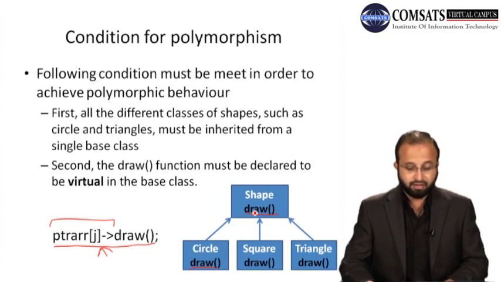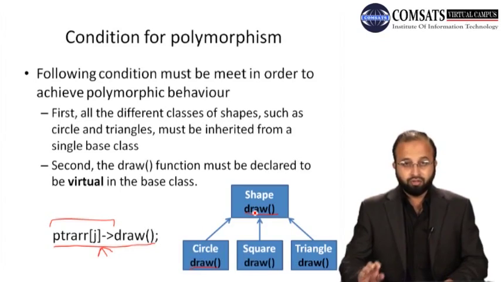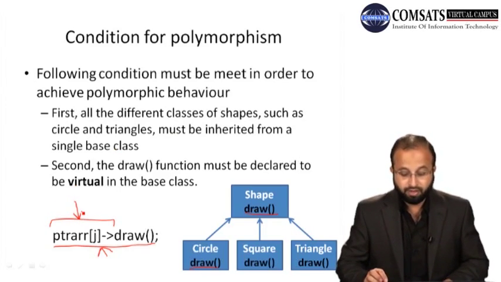The second requirement is that the draw function must be declared to be virtual in the base class. So base class में हमारे पास draw का function virtual होना चाहिए. क्यों virtual होना चाहिए? So that this command will not call the draw function of the base class. ठीक है, so that's why we have to make the draw function virtual in the base class.